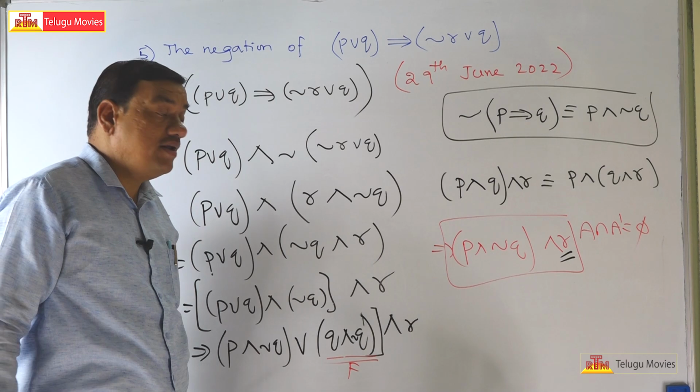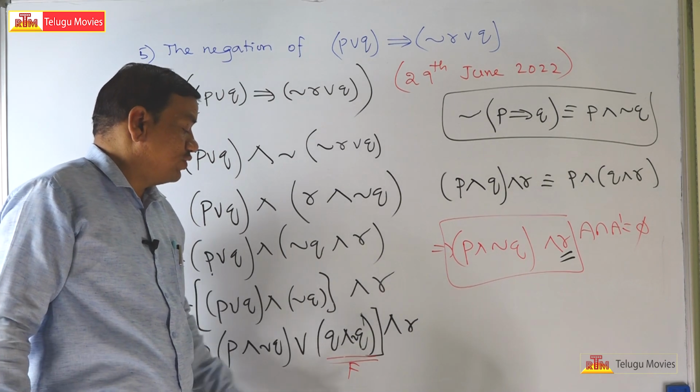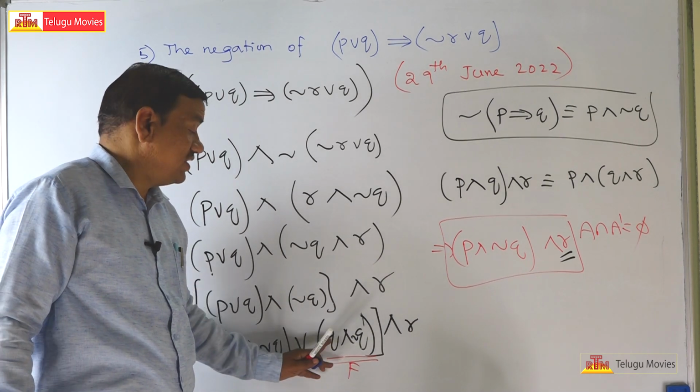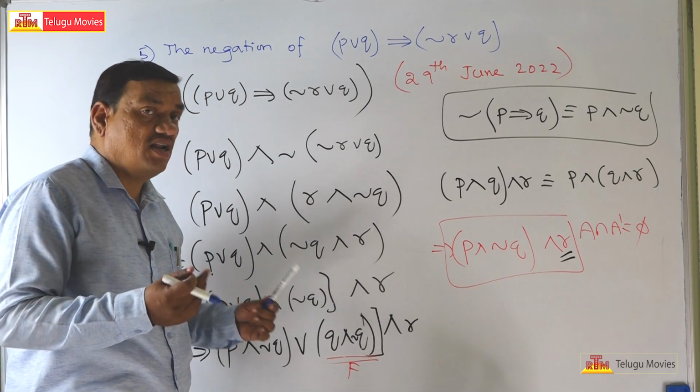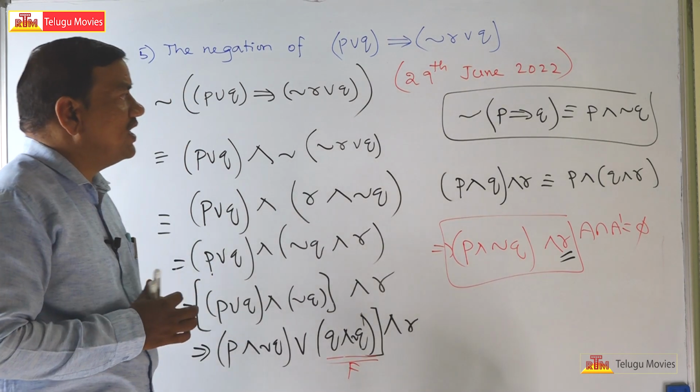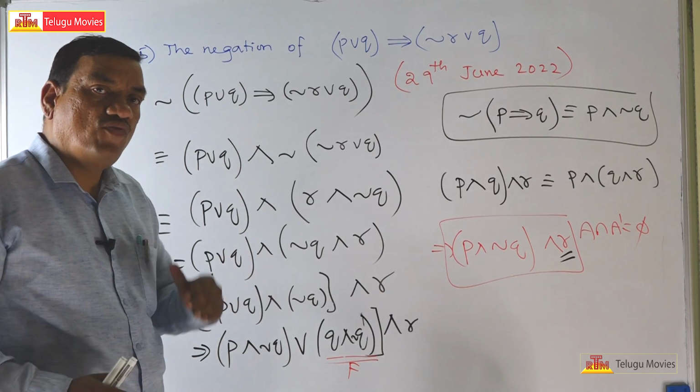Distributive property I applied, and Q and negation Q is always a false statement. Why? Because A intersection A complement is a null set. Okay now, so I hope that you understand this solution. So let us go for the next problem.